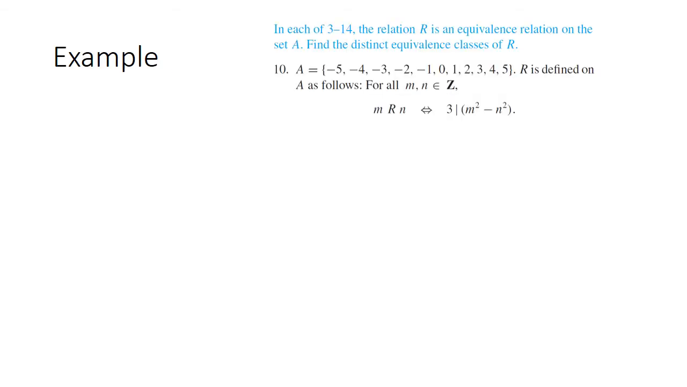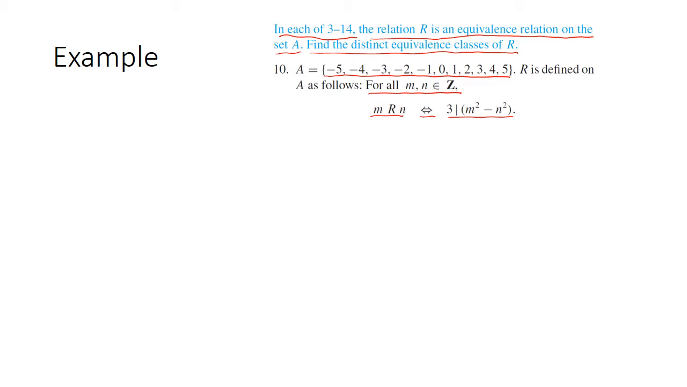Okay, so let's look at this example here. In these next few problems, 3 through 14, the relation R is an equivalence relation on the set A. Find the distinct equivalence classes of R. So our set A here is all the integers from -5 up through 5. And then the relation R is defined on A as follows: for all m and n in the integers, m is related to n by R if and only if 3 divides m squared minus n squared.